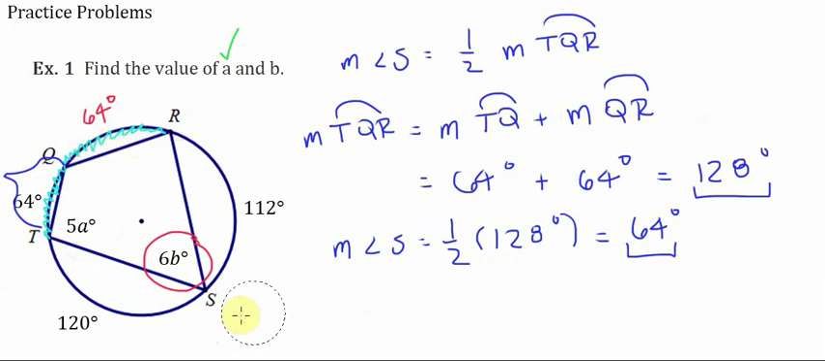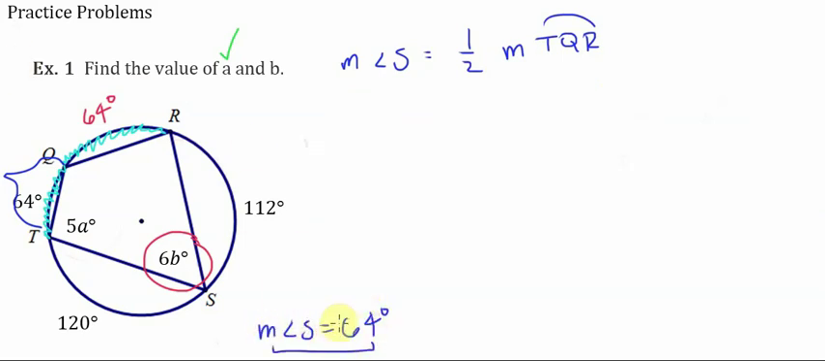So now I'm going to go ahead and mark down the measurement of angle S before I do any erasing. So the measurement of angle S equals 64 degrees. So now that I have the measurement of angle S, I can go back to my original question, which is what was the value of B? So I can say that the measurement of angle S equals 6B degrees. And I already found that the measurement of S was 64. So really what I'm trying to do is solve the equation 64 equals 6B.